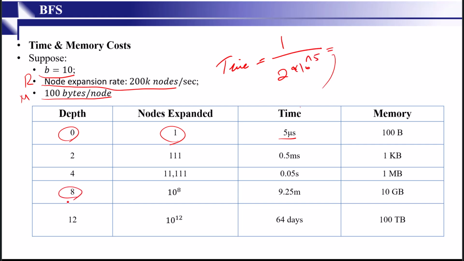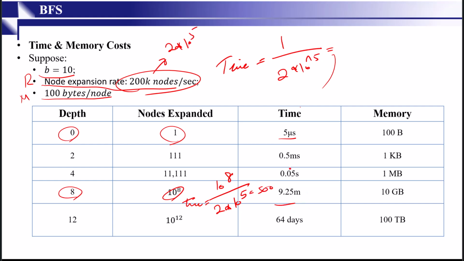For example, at the depth of 8, right? In here we have 10 to the power of 8 nodes. Time is equal to 10 to the power of 8 divided by 2 multiplied by 10 to the power of 5, right? This one is 2 multiplied by 10 to the power of 5, right? And this will give us maybe 500 seconds, which is equal to 9.25 minutes. So you can calculate for the rest.